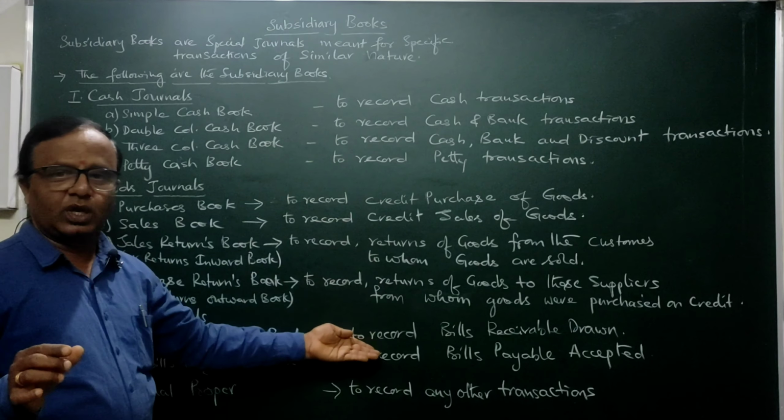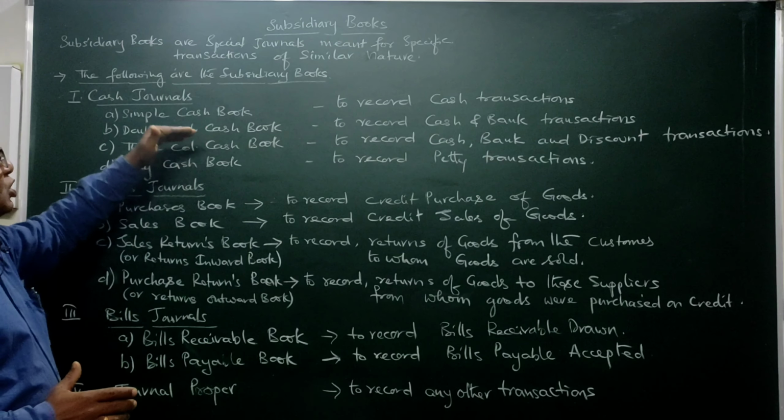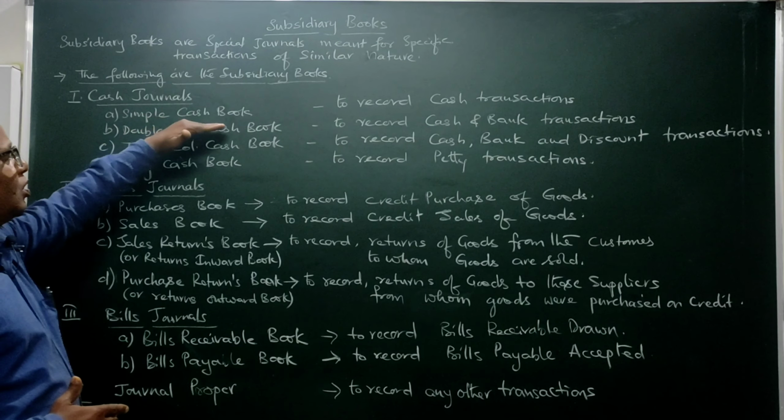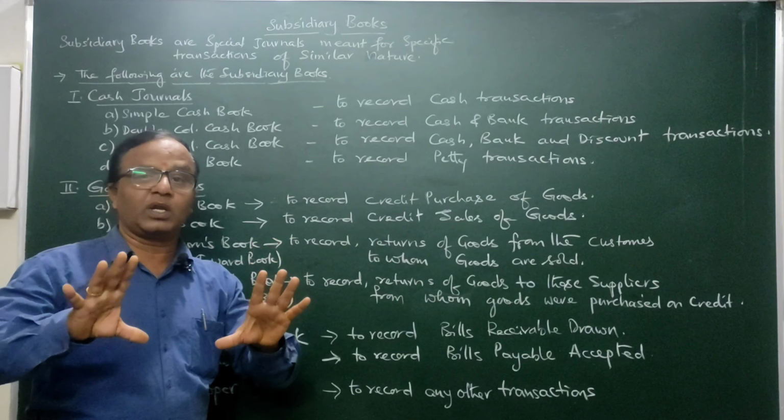Okay, so these are the subsidiary books. Now let's take these subsidiary books one after another. Let's do some problems on that. First I am taking up single column cash book, then double column cash book. See, my board will not be sufficient, as such I am keeping the problems in the description.